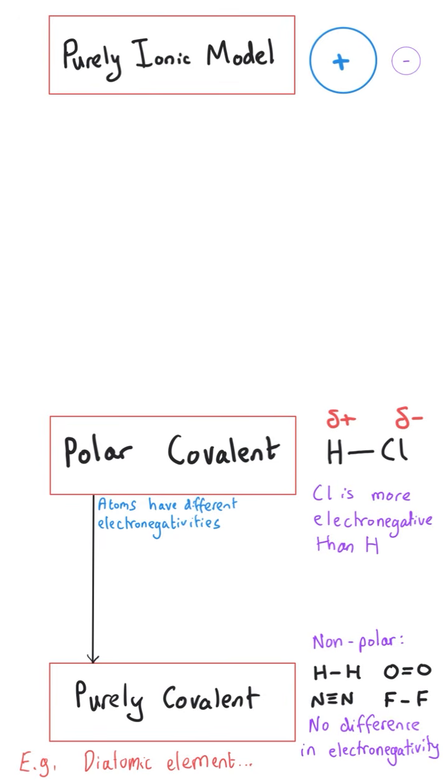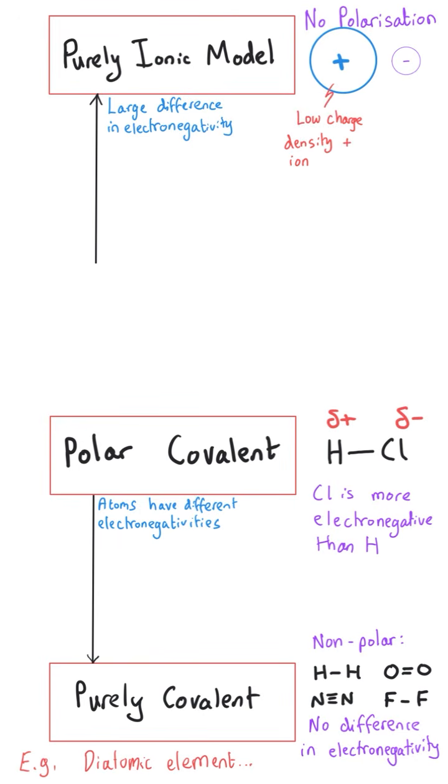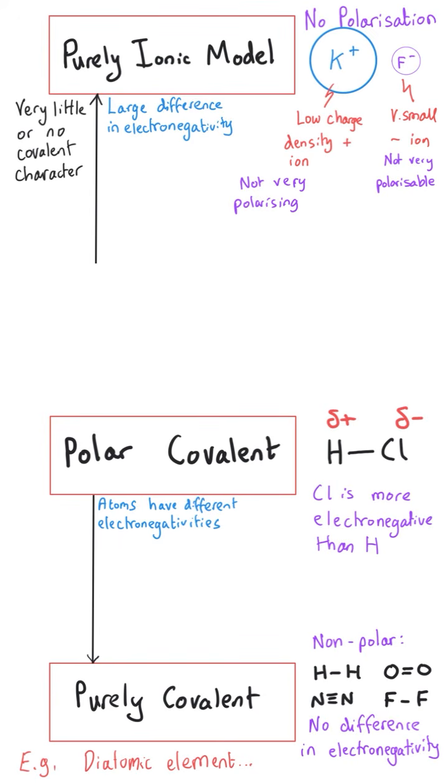For a perfectly or a purely ionic substance, you need to have perfectly spherical ions with no polarization. And the best way of getting this is if you've got a low charge density positive ion, in other words, it's not very polarizing, something like potassium that is big and singly positive, and a very small singly negative ion, so it's not very polarizable. So a good example might be potassium fluoride. There would be very little additional covalent character because there would be very little polarization at all.